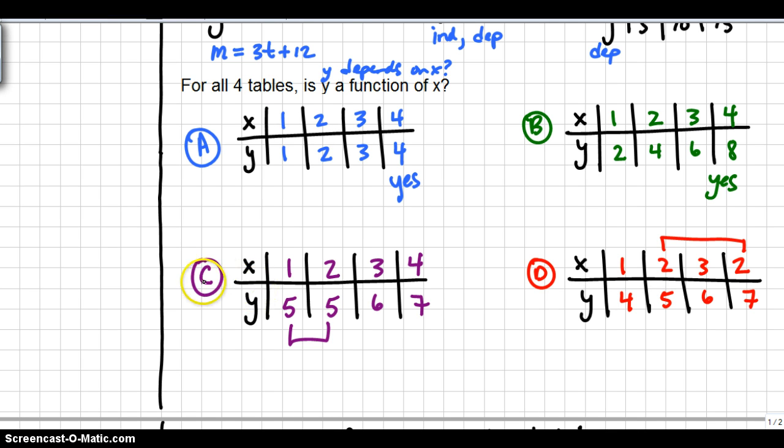So let's look at example C. If you plug in a 1, you get a 5. You plug in a totally different x of 2 and you still get a 5, that is okay. So as long as the x's are independent from each other, it doesn't matter that the y's are repeating. So we'd say here that the repeats in the y are allowed. And they'd only be allowed for different x's.